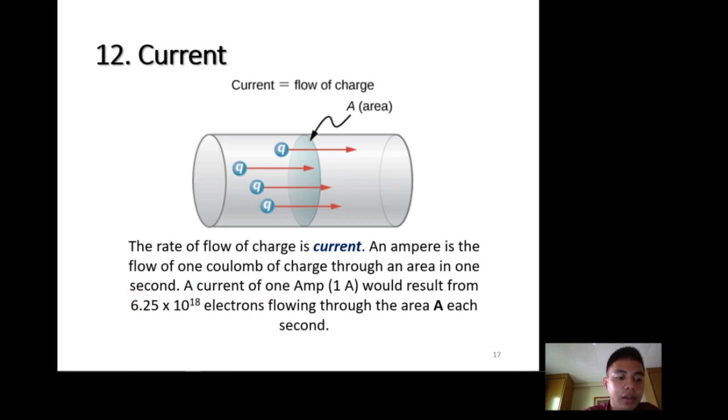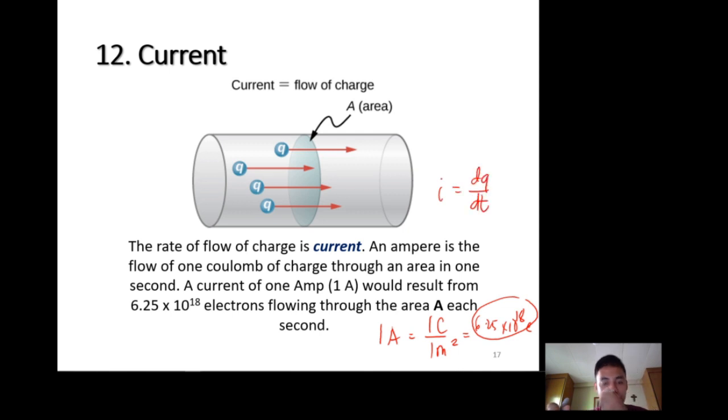So important to take note that 1 amp is equal to 1 coulomb of charge over an area, so let's say 1 meter squared. Now the charge can be expressed in electrons, so 6.25 times 10 to the 18 electrons. But since this is a big number and it's not practical to use, that's why we have this unit, the coulomb of charge. So later, I is actually dq over dt. We will talk about it later.